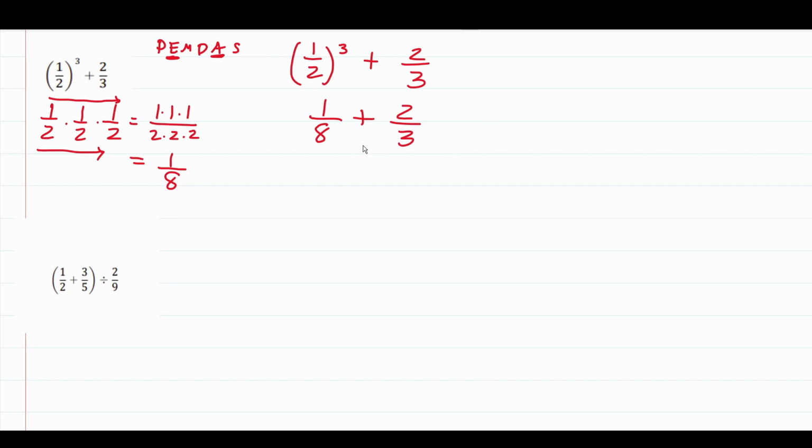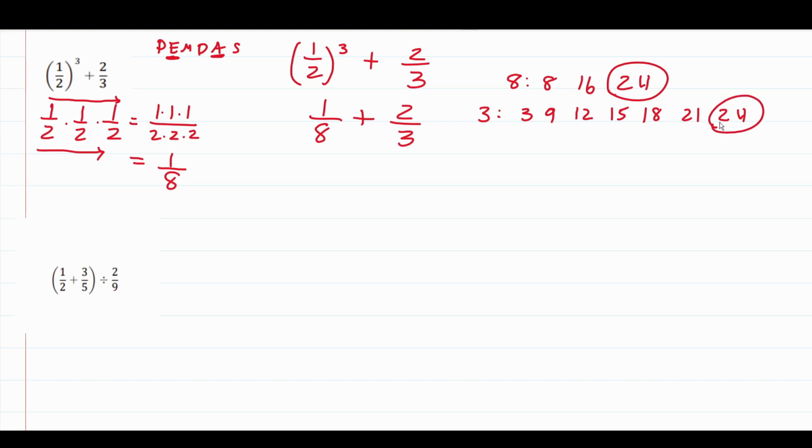If it's helpful, I'm going to list out the factors of 8 and 3 until we find a common denominator. As this video progresses, I'm going to stop doing that because that's something you should be able to do mentally. But that said, multiples of 8 are 8, 16, 24, and that's all we're going to need for this one. Multiples of 3 are 3, 9, 12, 15, 18, 21, and 24. And as we can see, both 8 and 3 have a common multiple of 24.